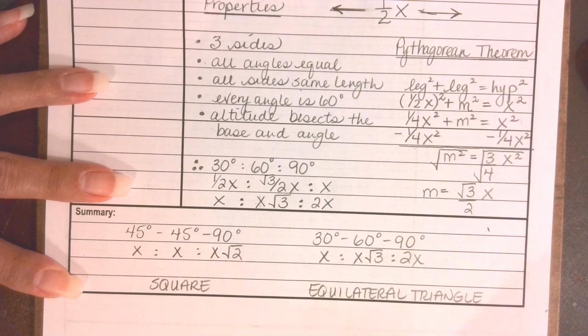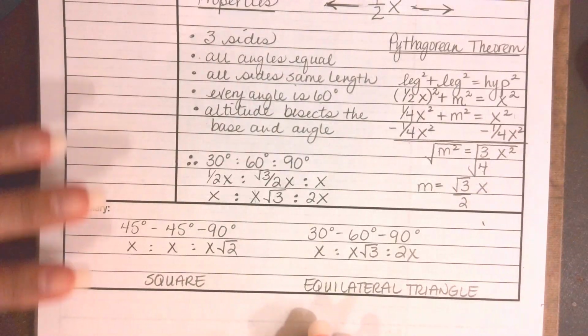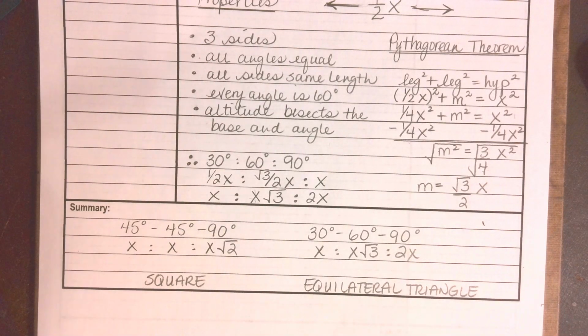So we will learn in our next class session how to use these ratios to quickly figure out the lengths of missing sides of any given special right triangle.